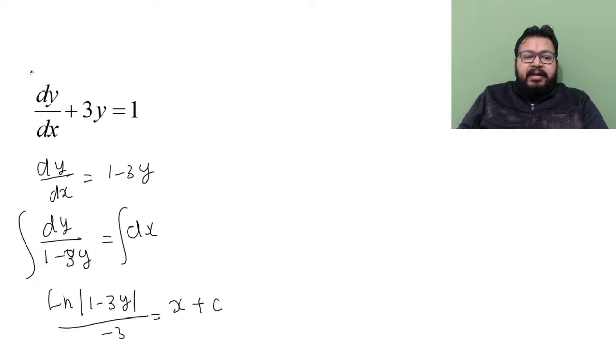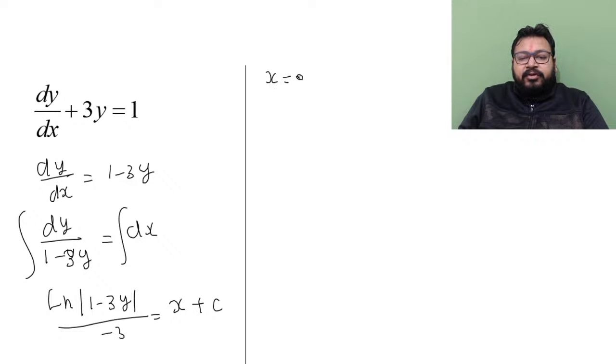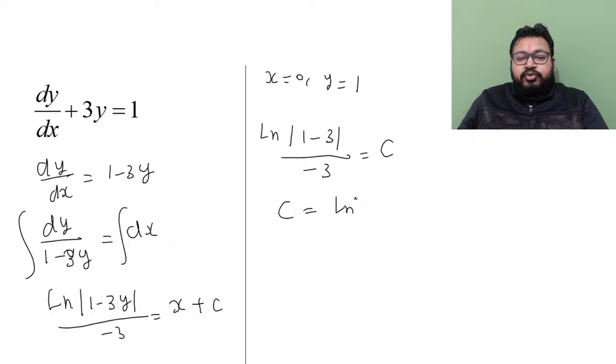Now let us use the boundary condition, and the boundary condition is at x is equal to 0, y is equal to 1. So when I put y is equal to 1, it is ln of 1 minus 3y, y is 1, divided by minus 3 into x, x is 0, so that becomes c. So what is c? C is ln of 1 minus 3 minus 2, but the mod is there, guys, so it becomes 2 by minus 3. So this is the value of c.